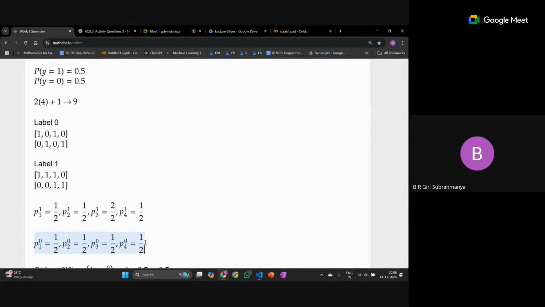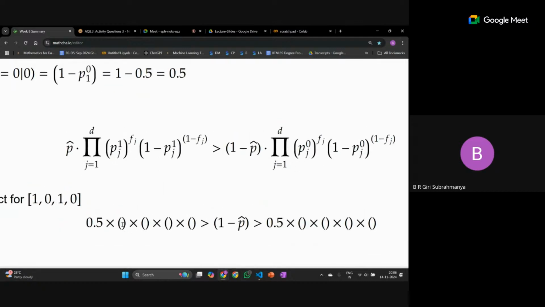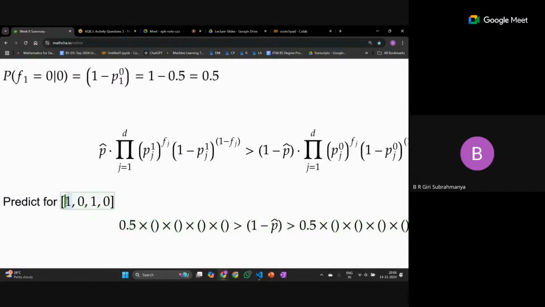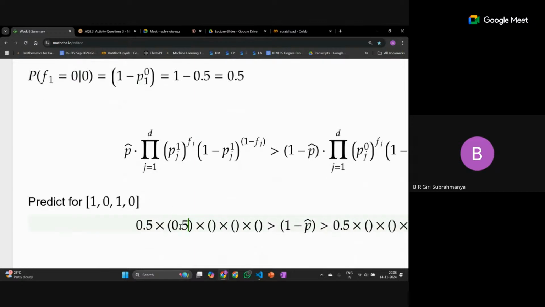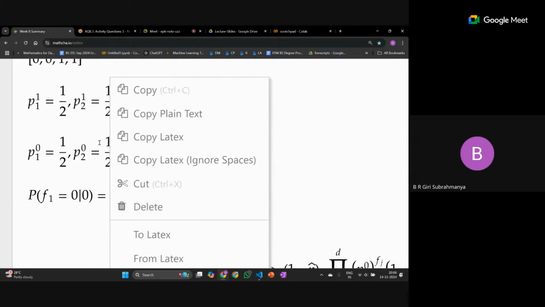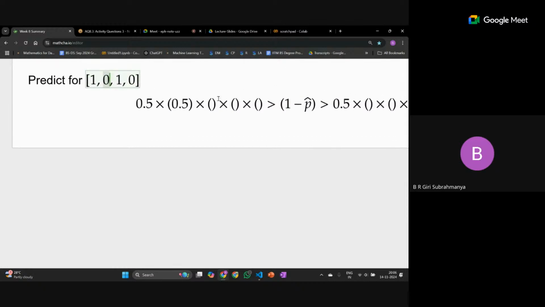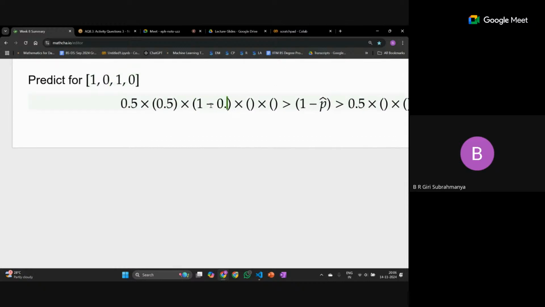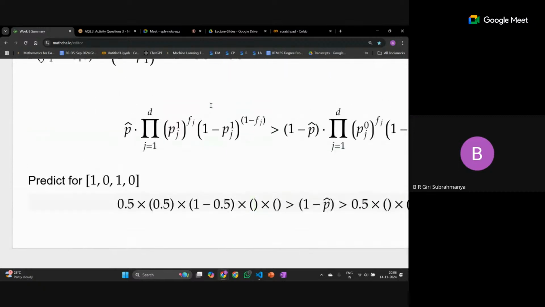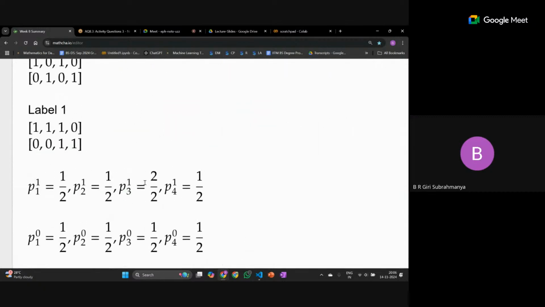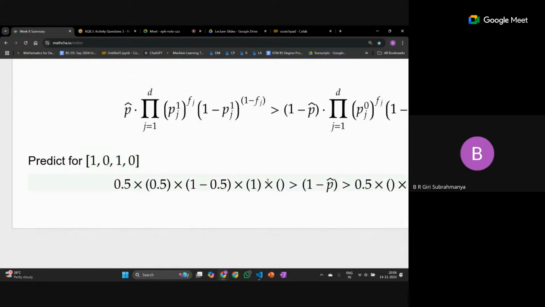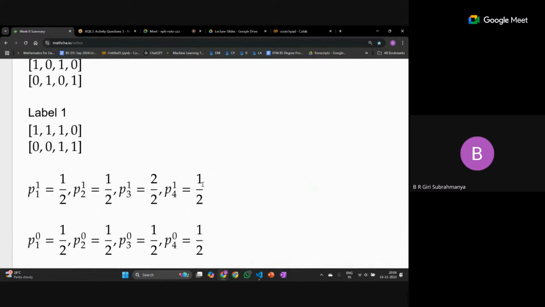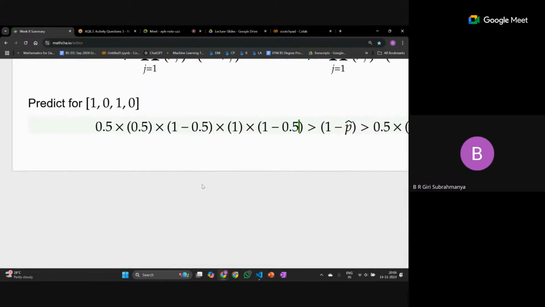Now for the first feature, is the first feature there? It's there. So you just pick 1 by 2, which is 0.5. Now, is the second feature there? No. So you will pick 1 minus 1 by 2, so 1 minus 0.5. Now, is the third feature there? It is there. So what you will do? 2 by 2, which is 1. Now, the fourth feature is not there. So we'll do 1 minus 1 by 2, which is 0.5.